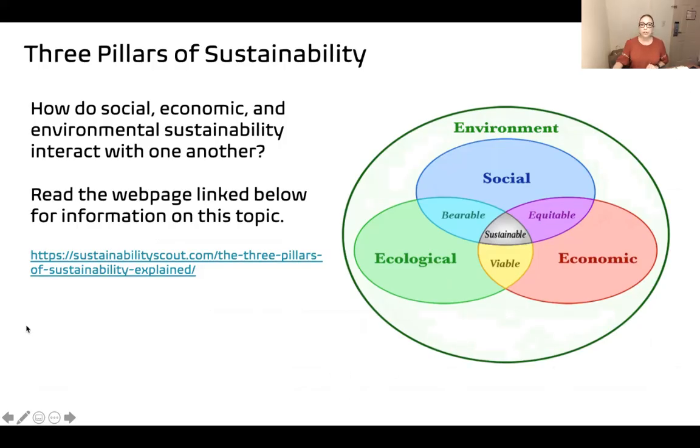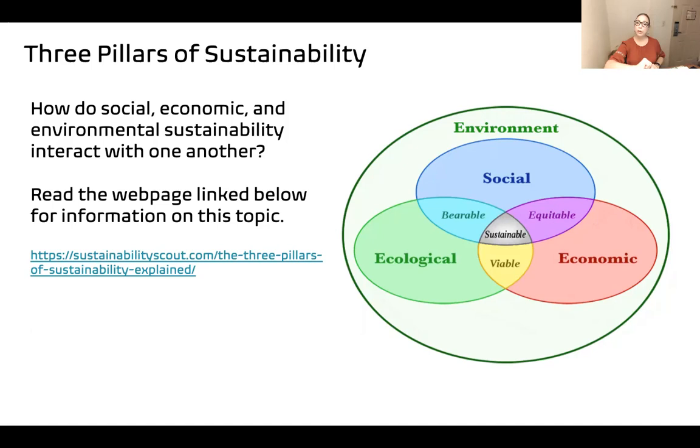Now, I asked you the question, how do social, economic, and environmental sustainability interact with one another? So I'm going to want you to go back to this web page to reinforce this. They give the analogy of the house that I talked about, but they also give a tree analogy, which explains this really well. But I really want you to know that first part on that web page that we just went over.